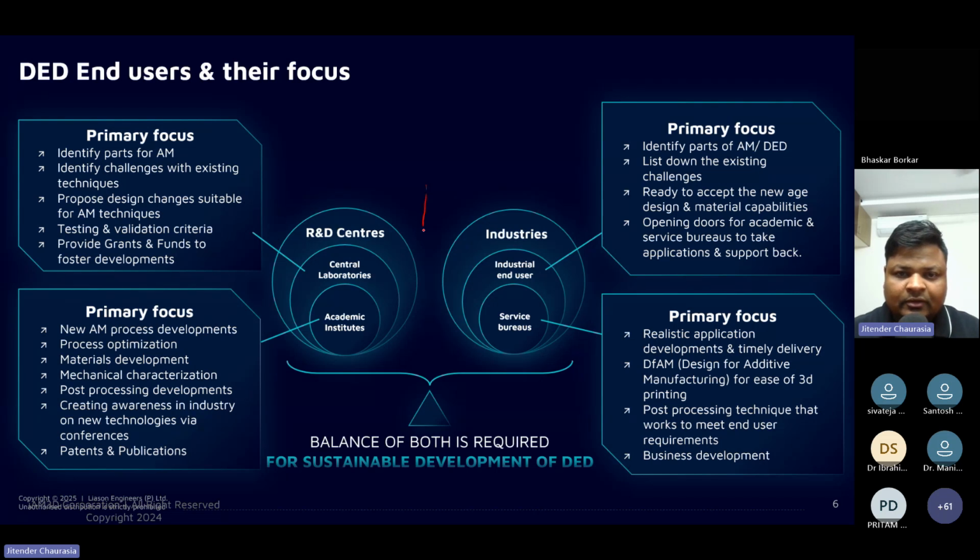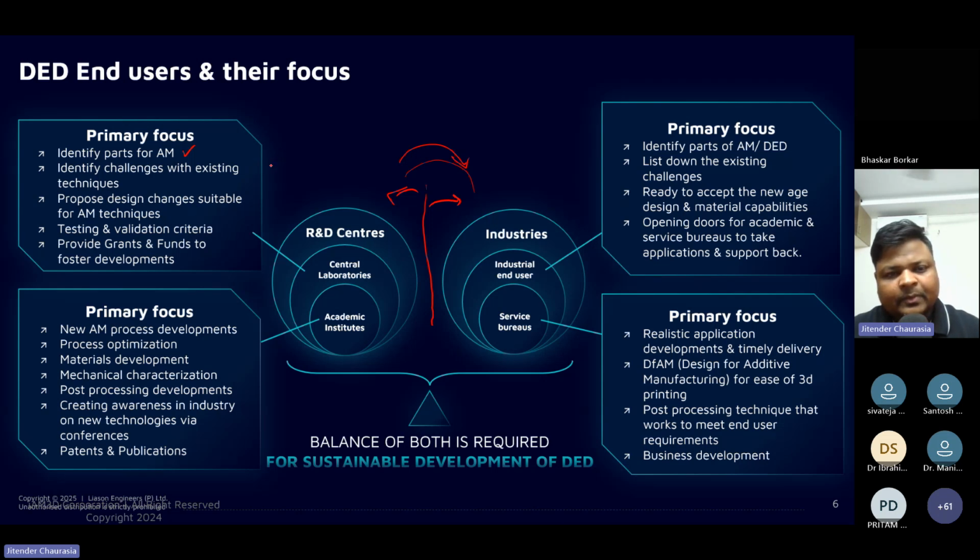Right now, if you see, there is a partition here. So both are incomplete. Industry cannot go without academia, academia cannot go without industry. So the R&Ds should focus to identify AM parts, because most of the research that is happening, I get a lot of alerts from Springer and all, I see they are mostly towards optimization, like they are just optimizing the process parameters by making some cubes or cylinder coupons, testing them, tensile tests, high cycle fatigue tests, all those stuff.